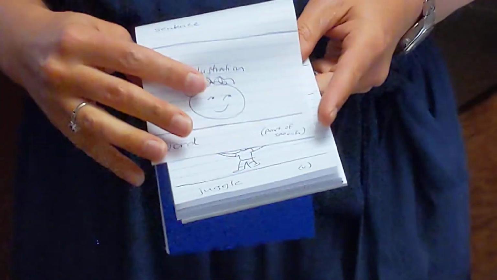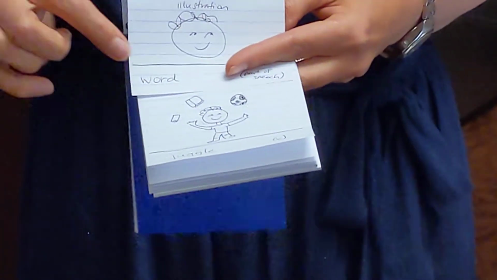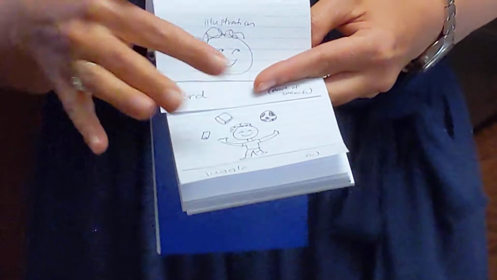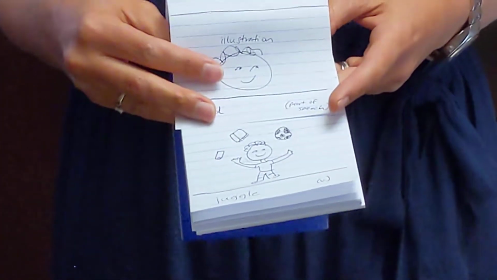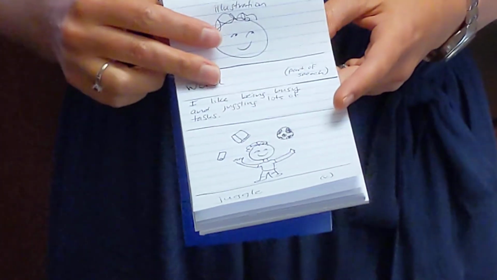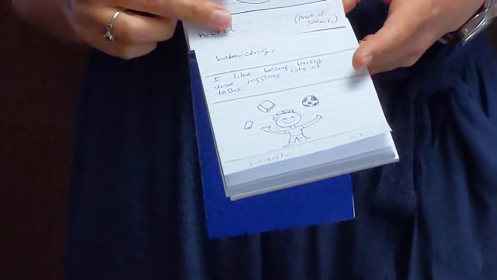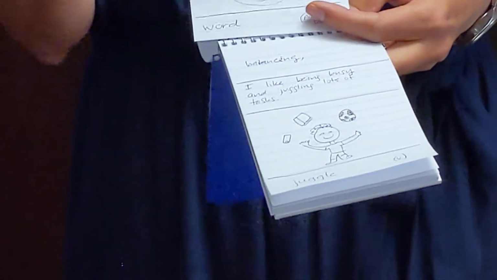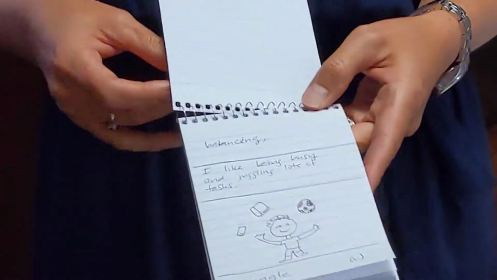Let me see. Well, yeah, this person's throwing things, but now they're going to remember, I was talking about throwing my phone and my school books and my soccer ball. Juggle is like managing a lot of different things at once. And then they can check their sentence. I like being busy and juggling lots of tasks. Yep, that's a good sentence. And balancing, managing different tasks. So those sort of things that they can use to remember their words.